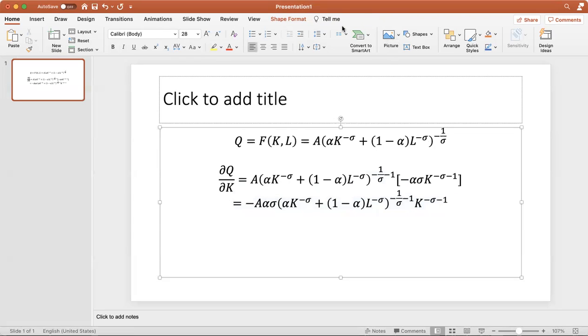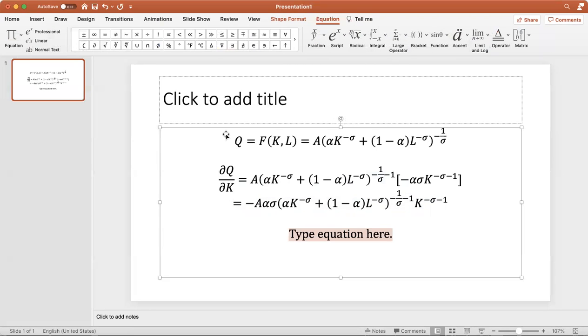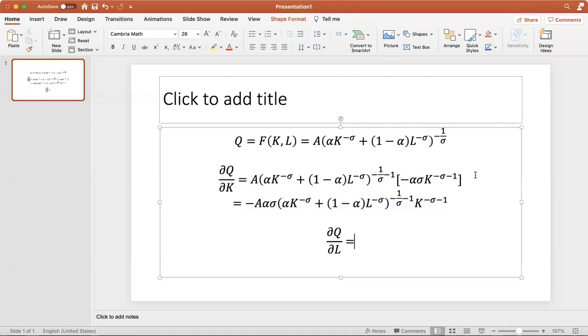Now, for labor, it's sort of symmetric. Since you have this outer function here, the derivative of the outer function would be identical. So you have your partial of Q with respect to L. You will just have to copy this entire expression, because the derivative of the outer function is identical. Nothing changes except for the derivative of the inner function.